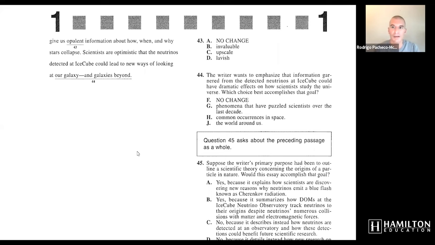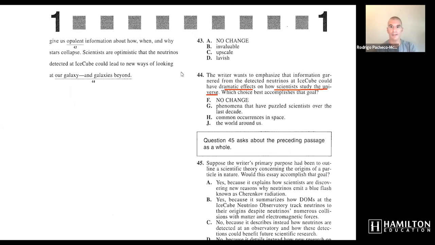The writer wants to emphasize that information garnered from the detected neutrinos at IceCube could have dramatic effects on how scientists study the universe. Which choice best accomplishes that goal? So the important terms here are perhaps dramatic effects and how scientists study the universe. So which choice best accomplishes that goal?